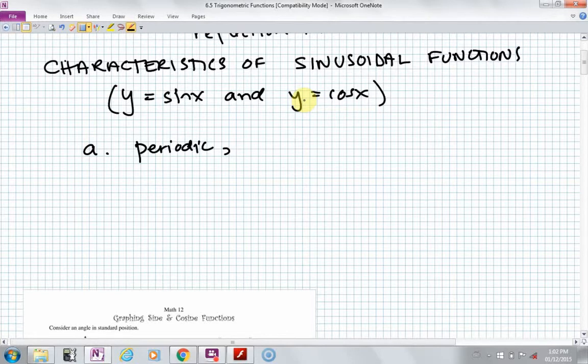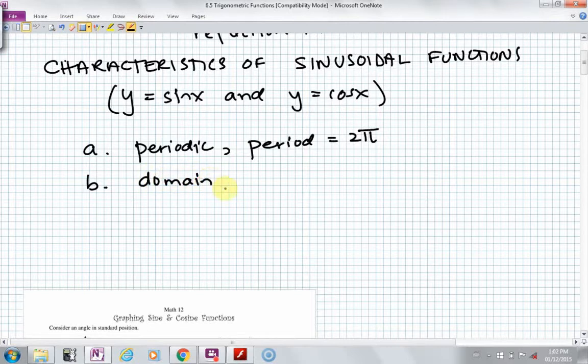And how often does the pattern repeat for a basic y equals sine x or y equals cos x? Every 2 pi. So we call that the period. And those of you that have done any physics at all, you know what a period is. The period is the time for one cycle. For us, it's not a time. It's a length for one cycle, but we're still calling it period. Okay? So the period is the distance for one cycle.